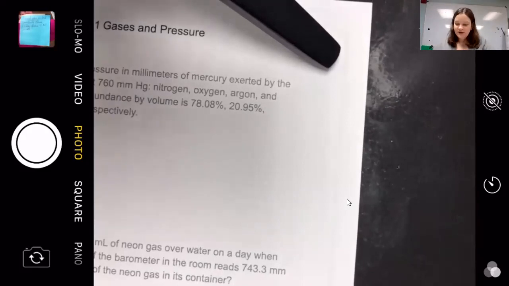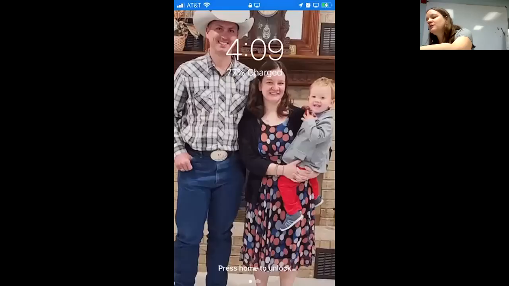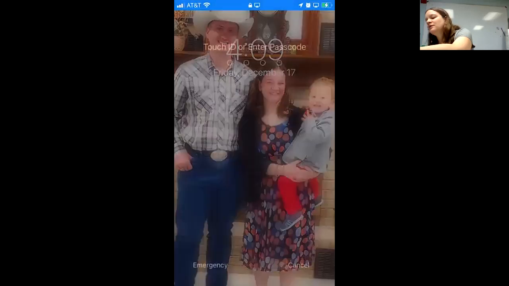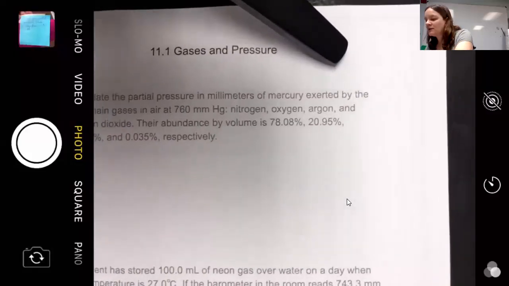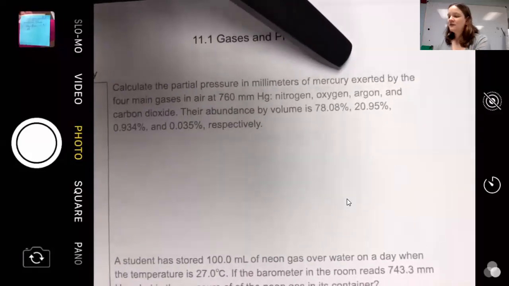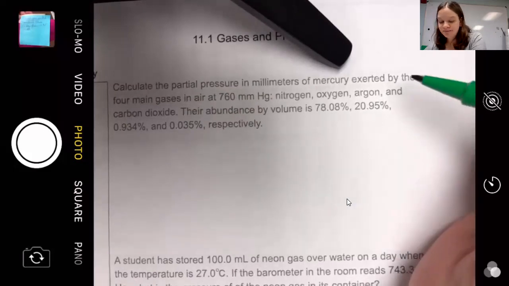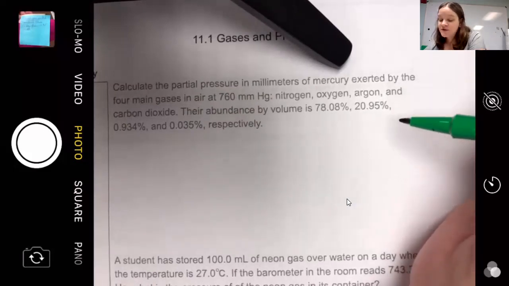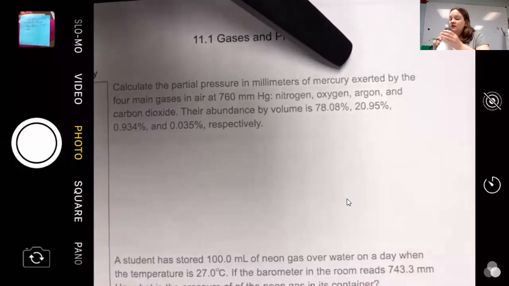This next one is a little different because it's not collected by water displacement. This is the problem on the next page. Instead of calculating or measuring it by water displacement, we just have 4 gases.